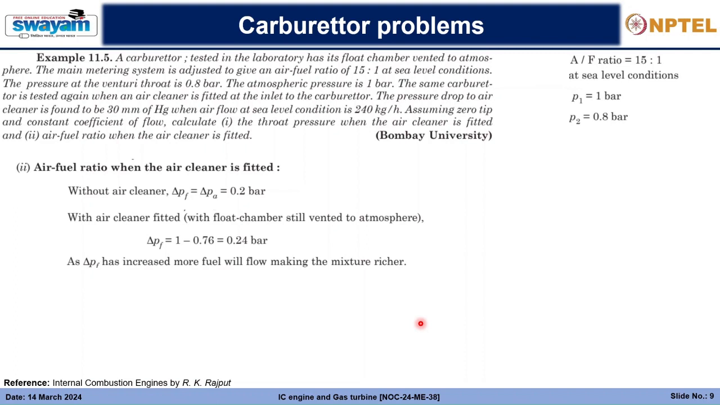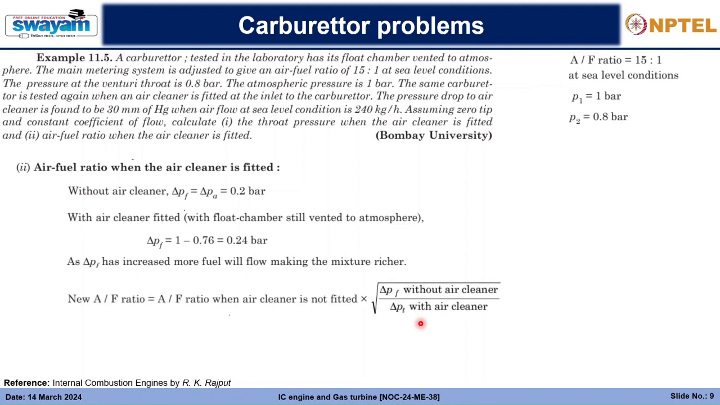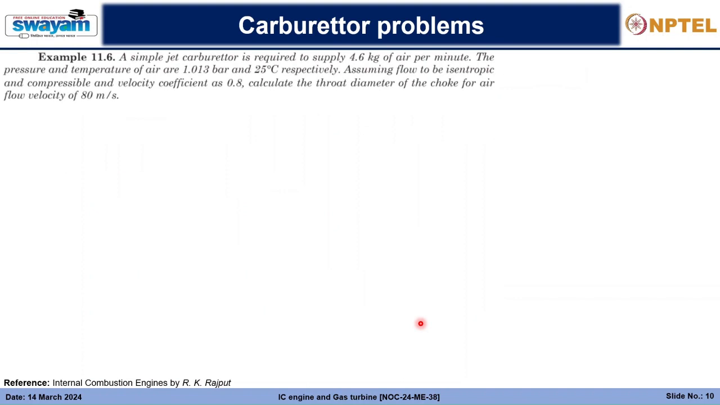As delta PF has increased, more fuel will flow, making the mixture richer, right? The new air-fuel ratio equals the air-fuel ratio when the air cleaner is not fitted, times root over delta PF without air cleaner divided by delta PF with air cleaner. We substitute the values and we get the new air-fuel ratio as 13.69. So that's the answer. Next we go to the next problem.